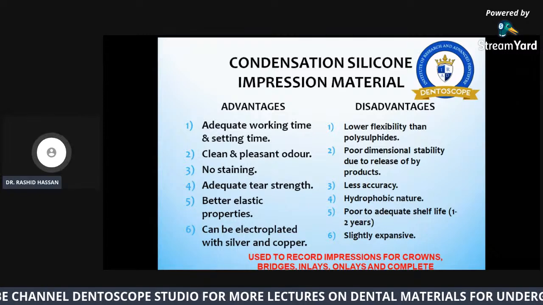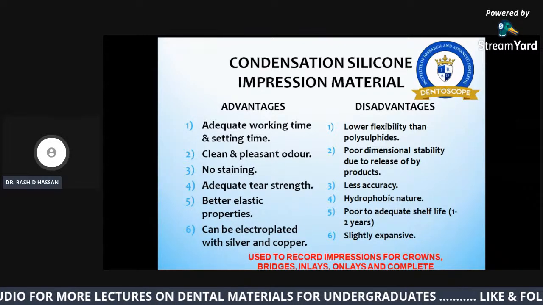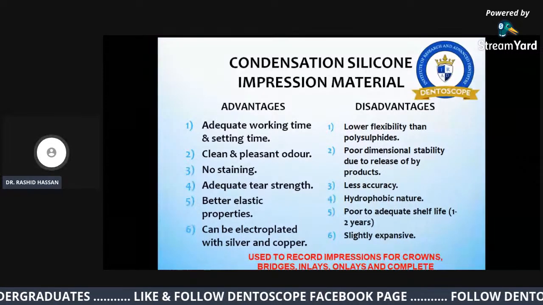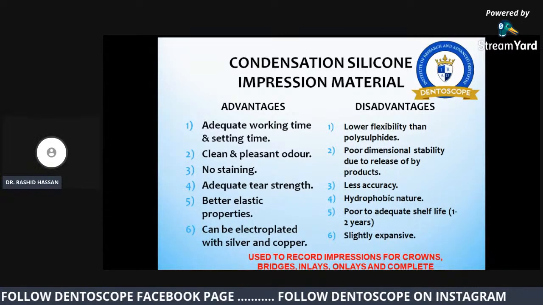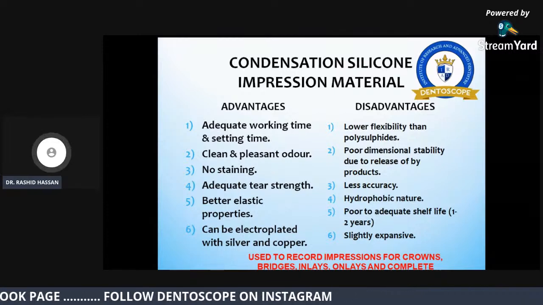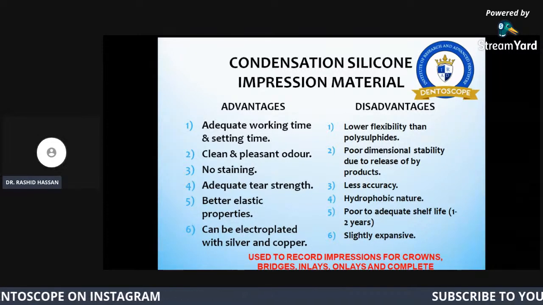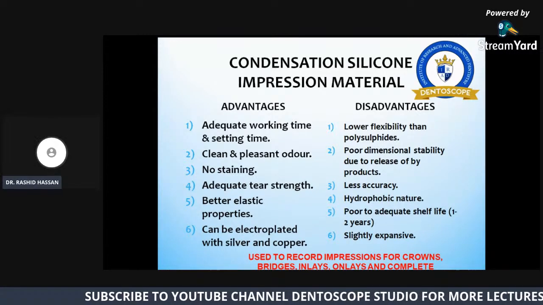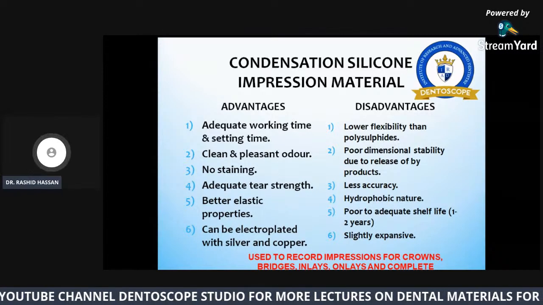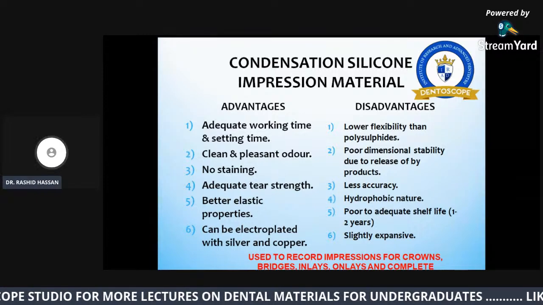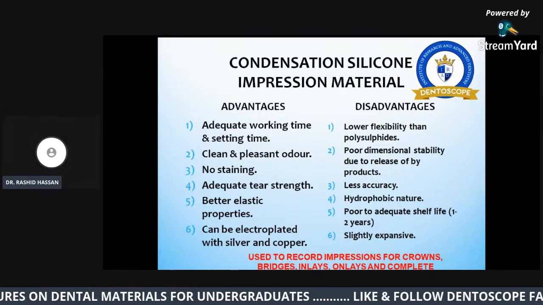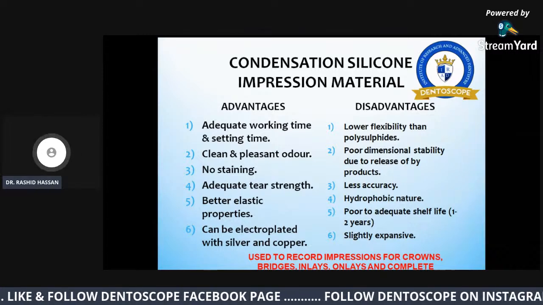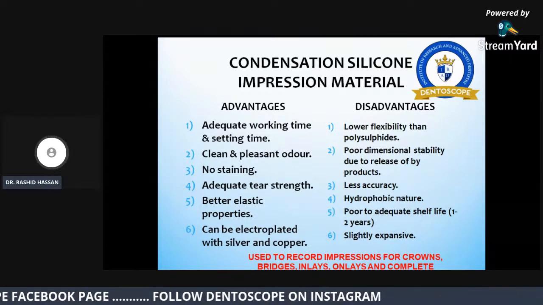So that also adds to the problems. Then poor to adequate shelf life. Okay, 1 to 2 years of shelf life. Okay, that is, 1 year shelf life is considered to be a poor shelf life, really, because as I told you, these materials are not going to be used every now and then on every patient. You need to be very much selective about the patients on which you are going to use the elastomeric impression materials, right? So it should have a shelf life of more than 2 years, because these are expensive materials.